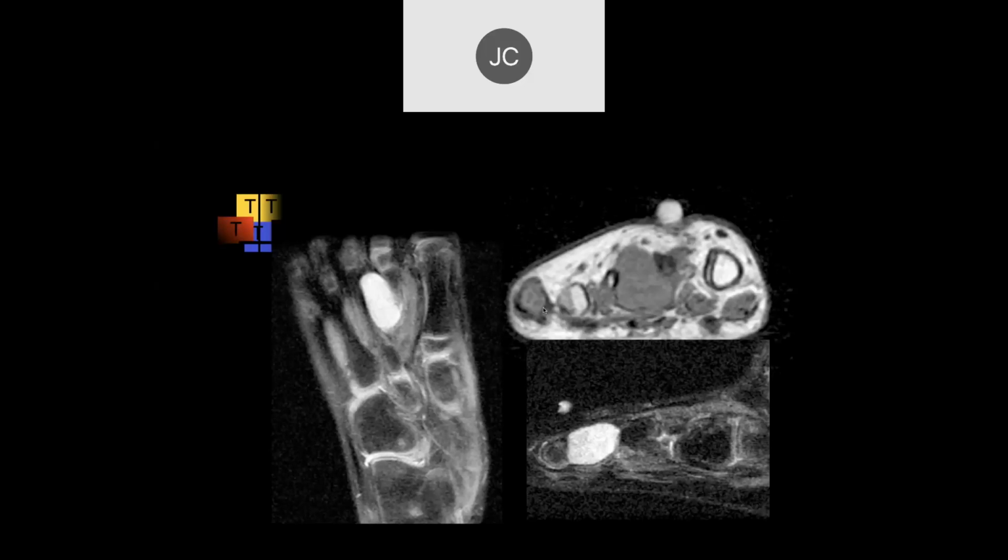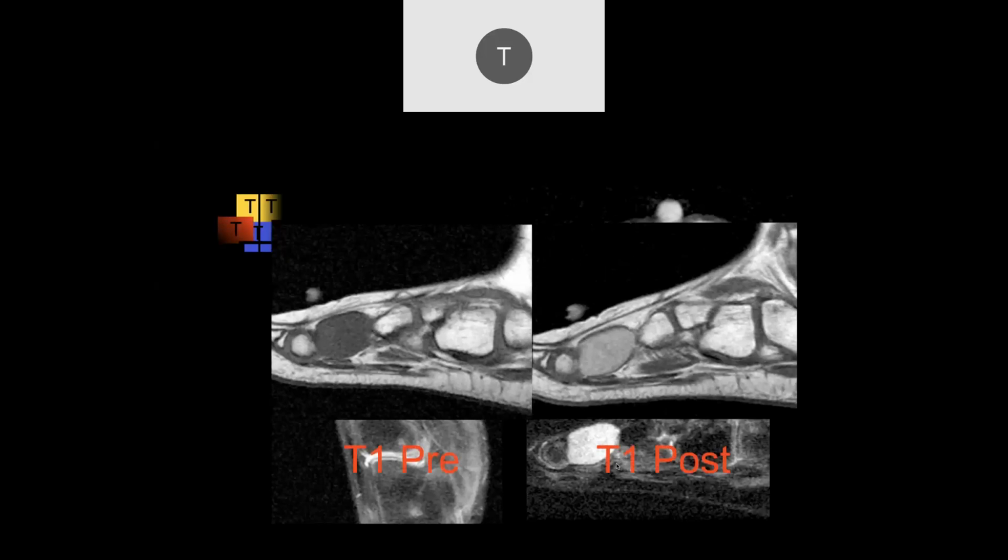Okay, so we're looking in the second intermetatarsal space. This looks like a young patient. On the PD fat-sat set, axial on the left, it just looks very well circumscribed, high signal. It's very cystic. On the T1, very low signal, looks like muscle. On the post, yeah, see enhancement, pretty homogeneous enhancement.